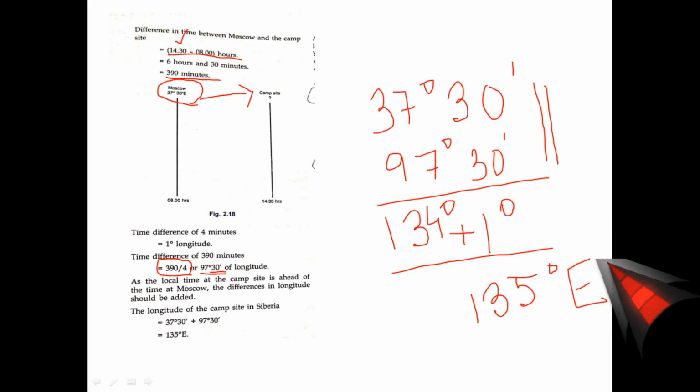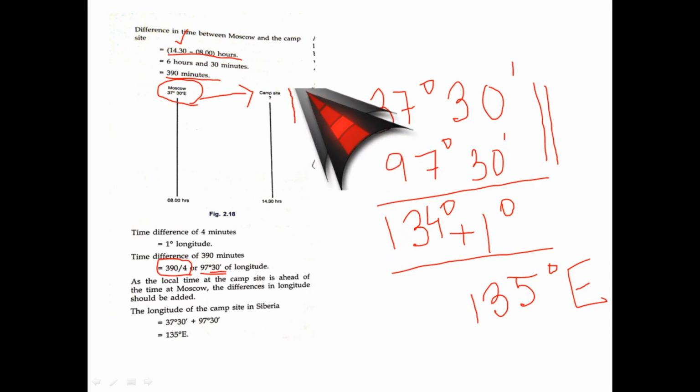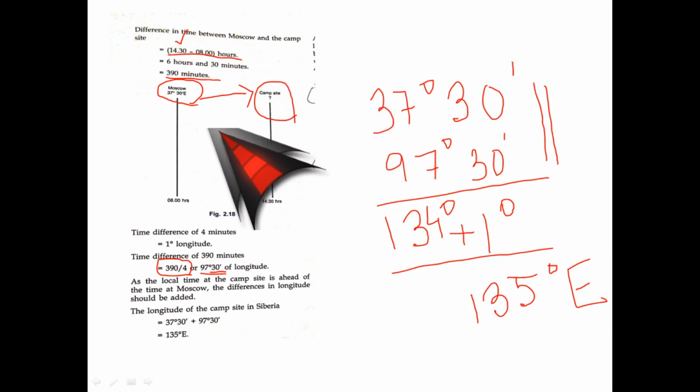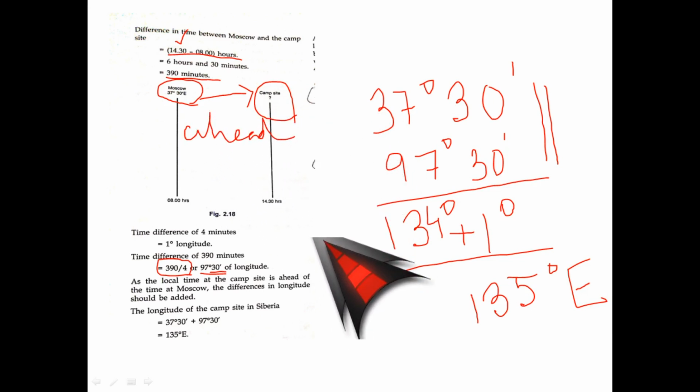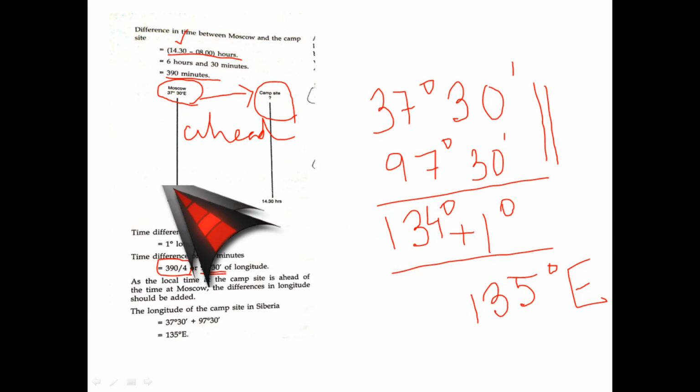degrees, more eastward, because the timing of the campsite is ahead of the timing of Moscow. The time is ahead of the time of Moscow, so it is situated on the more eastward side.